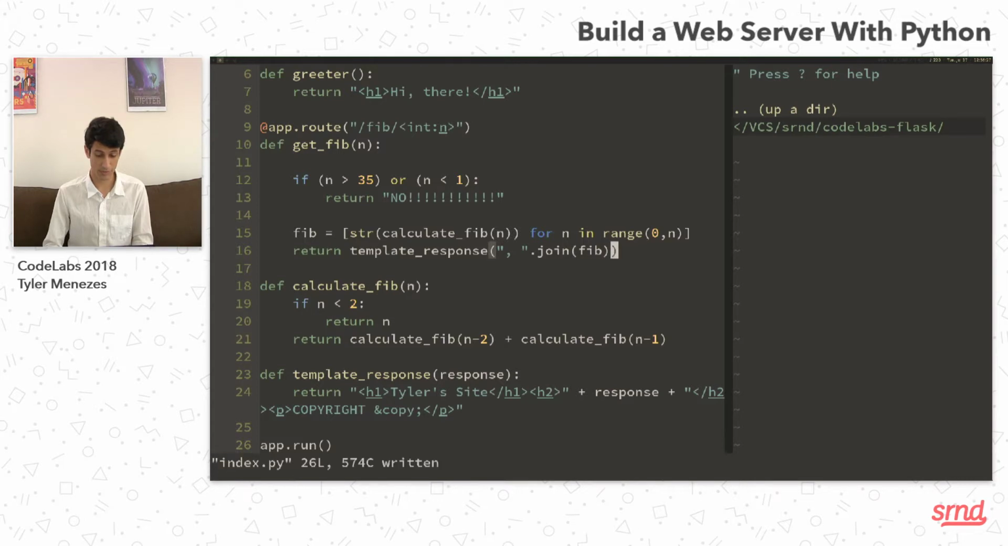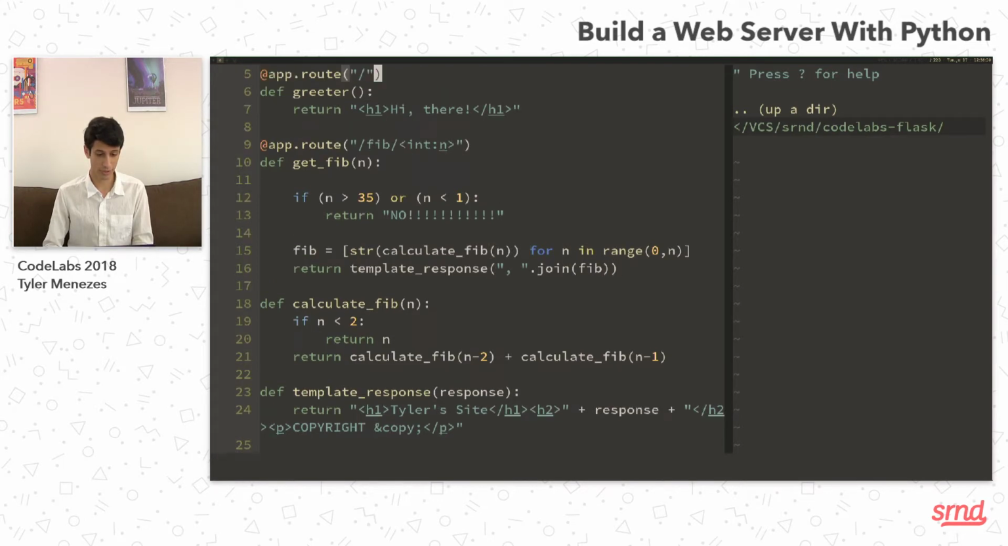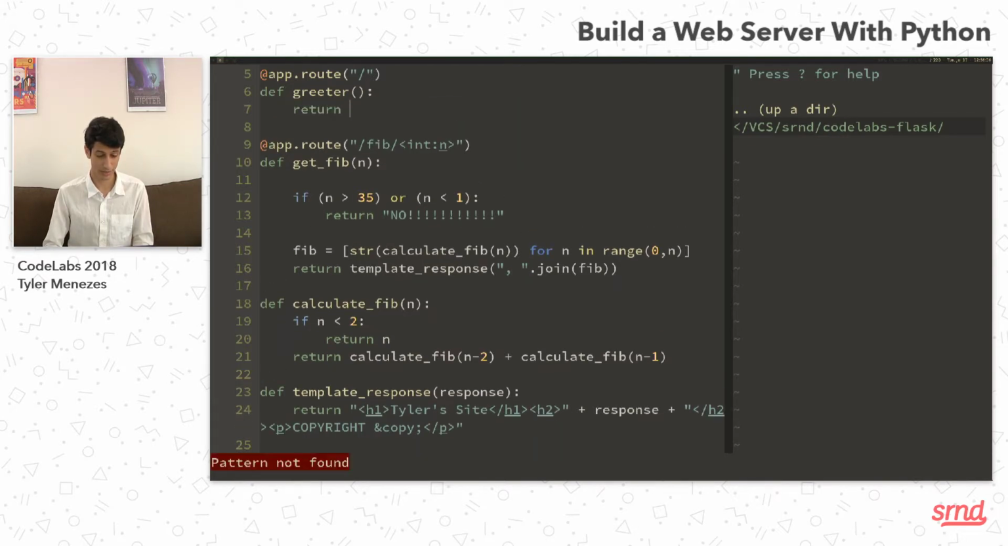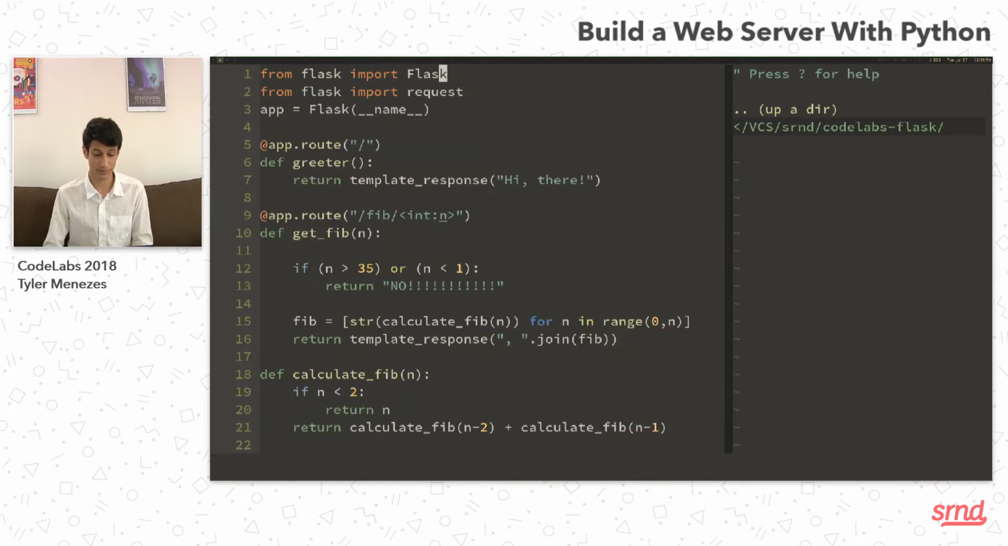Return template response of this thing. And on this greeter function, which is on our main thing, we can return, and even get rid of that HTML, template response. Now we'll go ahead and run this. So again, both of those functions that we just made are now calling this template response function. And they're going to give it as input whatever we want the output of the page to be.